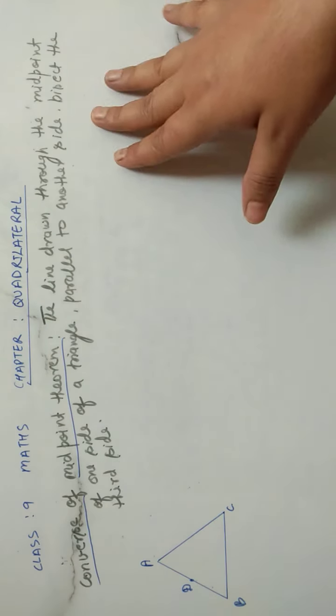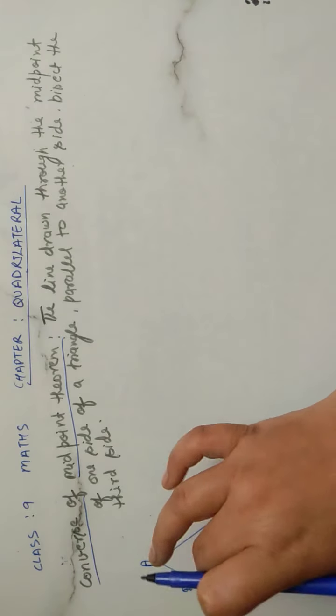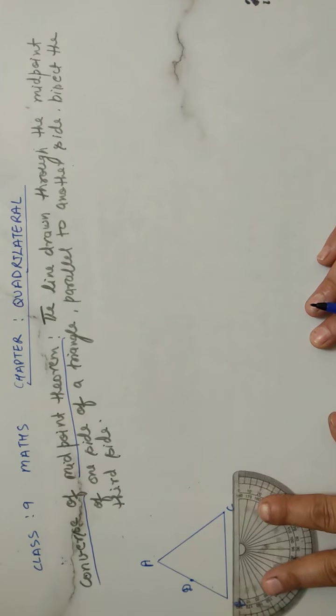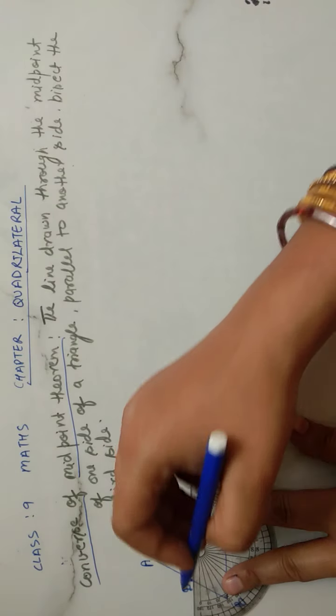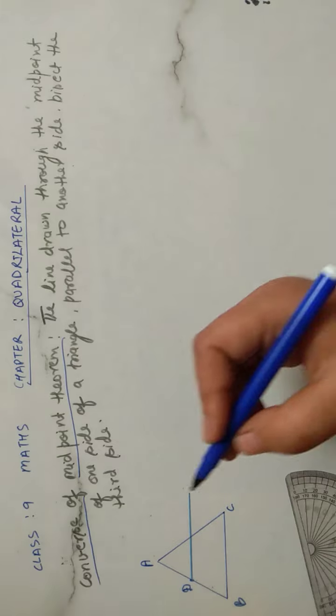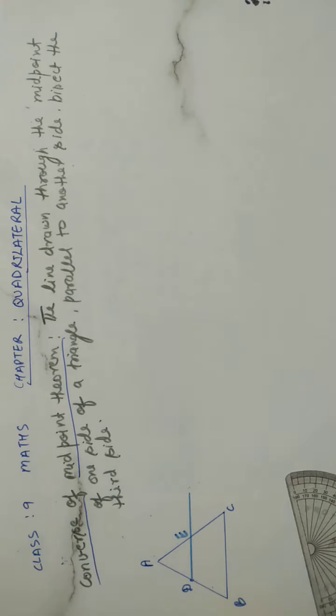A line drawn through the midpoint of one side of a triangle. For example, this D is the midpoint of AB. We are drawing a line from this point D parallel to another side, parallel to this side BC. If we draw a line from this D parallel to BC, then what happens? It bisects the third side. It bisects the third side means if it meets AC at point E, then AE is equal to CE. This we need to prove.